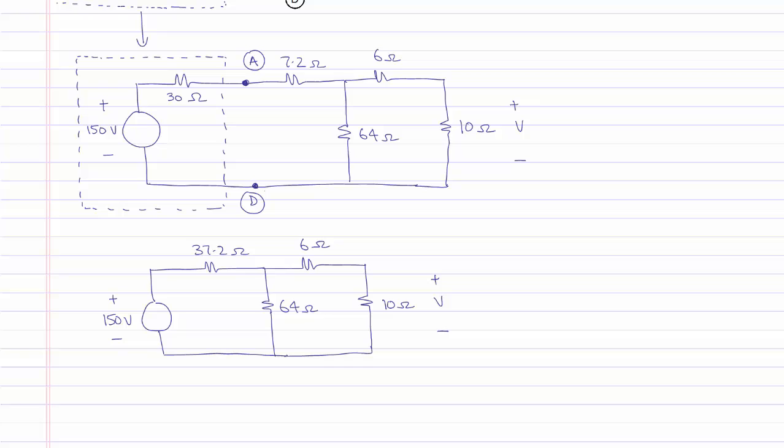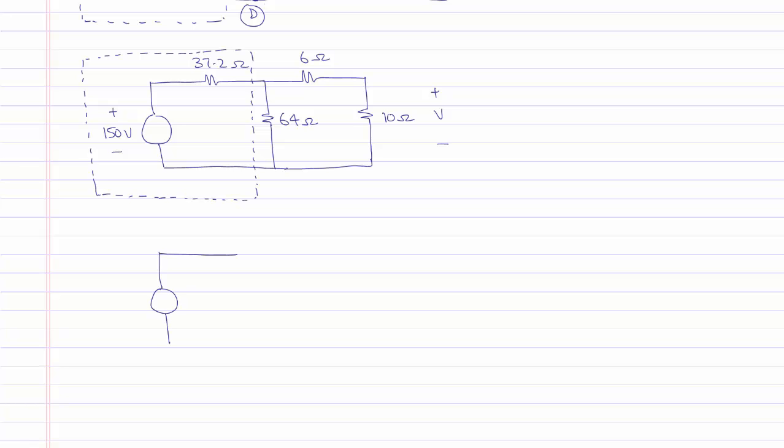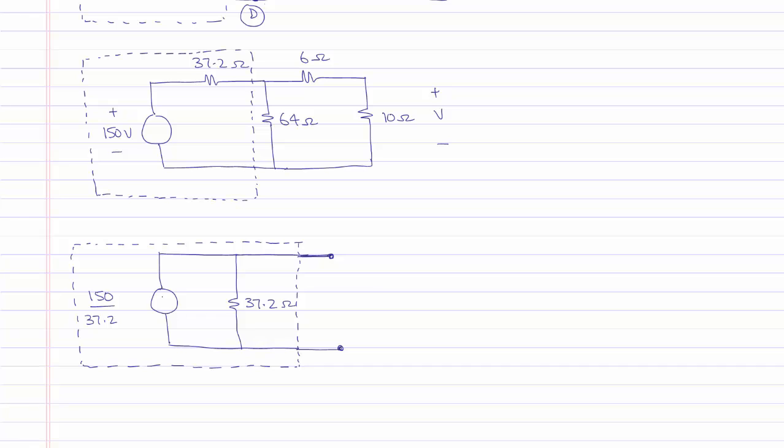Source transformation of this portion of the circuit will convert it into an equivalent current source in parallel with the same resistance value. The value of the current source will be the voltage divided by the resistance value, or 150 divided by 37.2. The current direction through the source will be pointed upwards so that we get the same behavior from the transformed circuit as the original circuit.